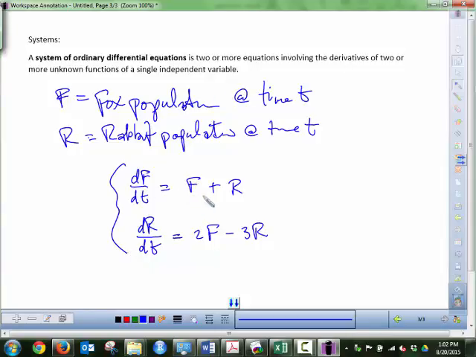We have 2 or more variables. We have f and r, that involves derivatives of f and r, and then we're trying to solve for f and r. So in solving for one of these things, you will need a little bit of linear algebra with matrices and stuff like that, but we'll introduce that as we go along.